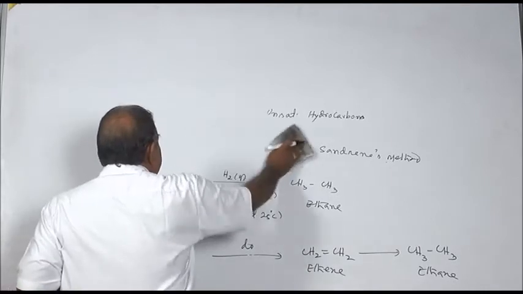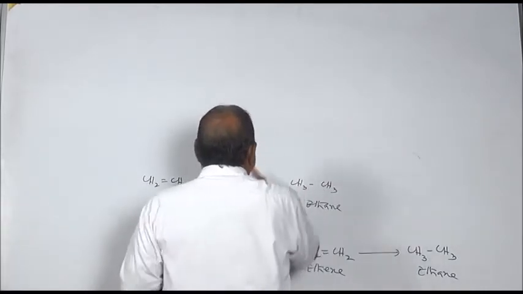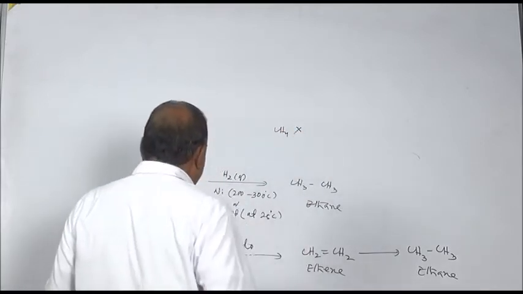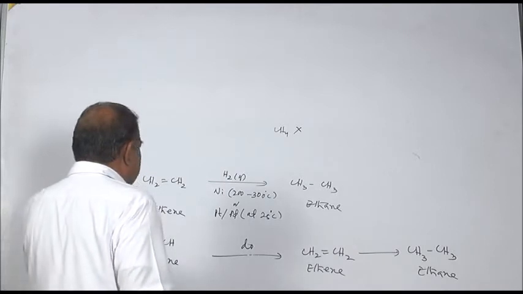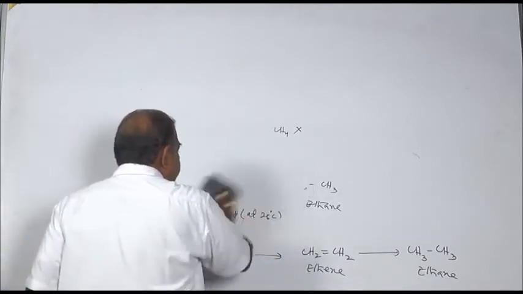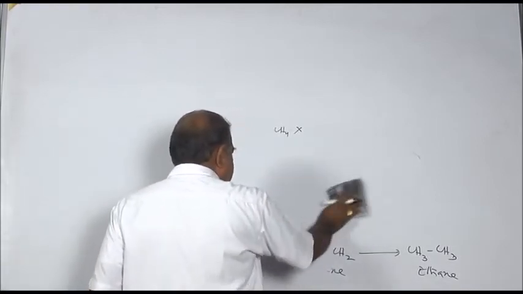So this is another way, but here also you cannot get methane because methane contains 1 carbon atom. For any alkene or alkyne, the minimum number of carbon atoms will be 2. So this method also does not give methane.